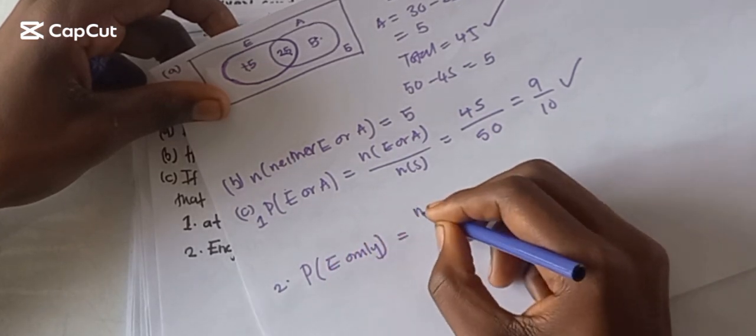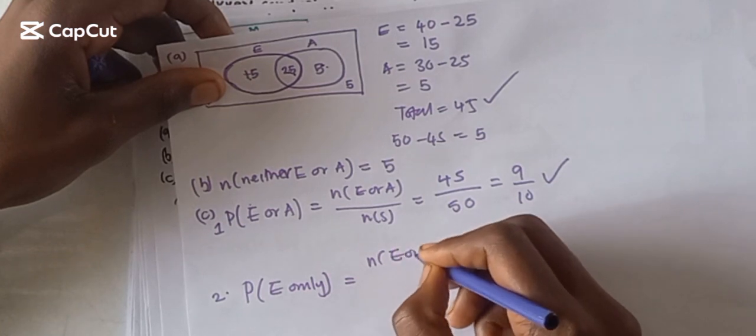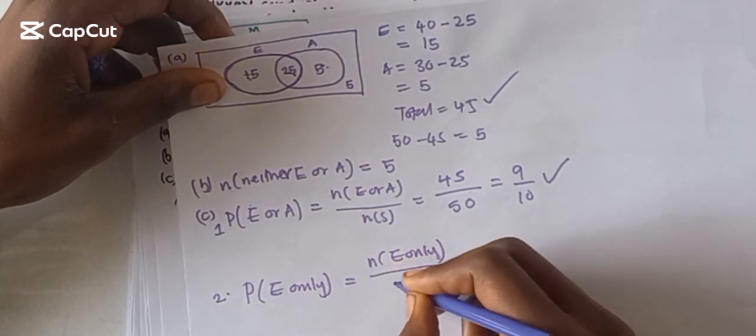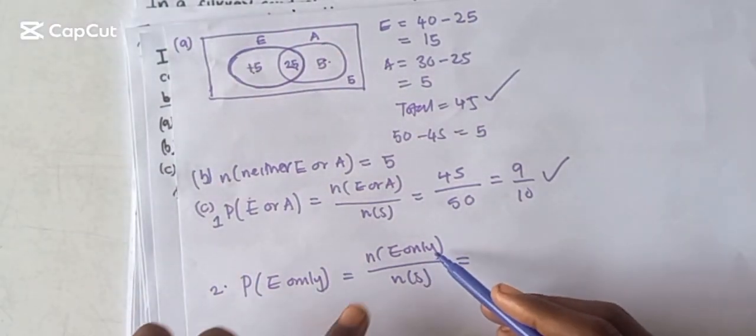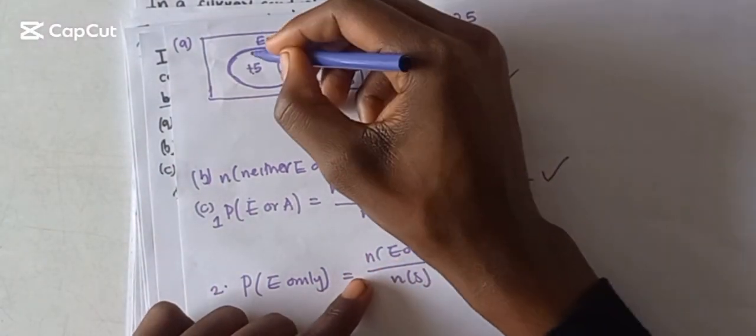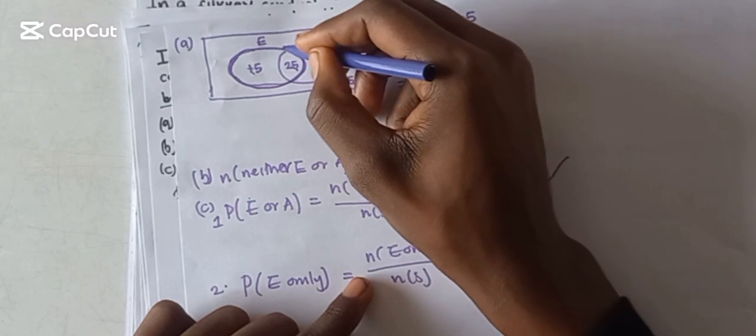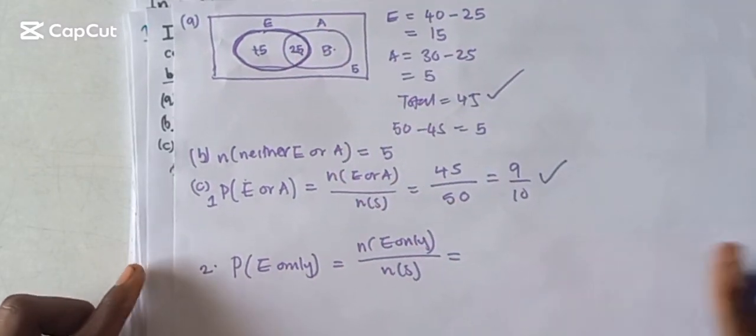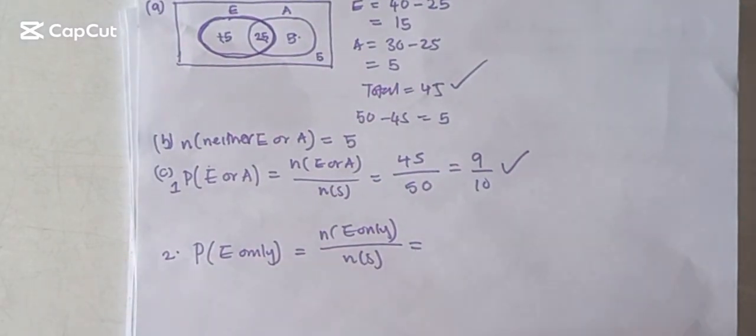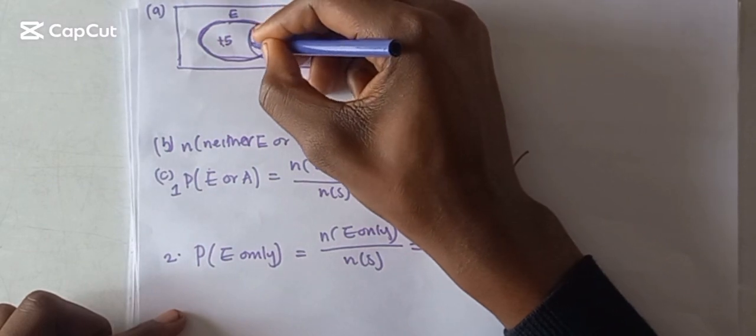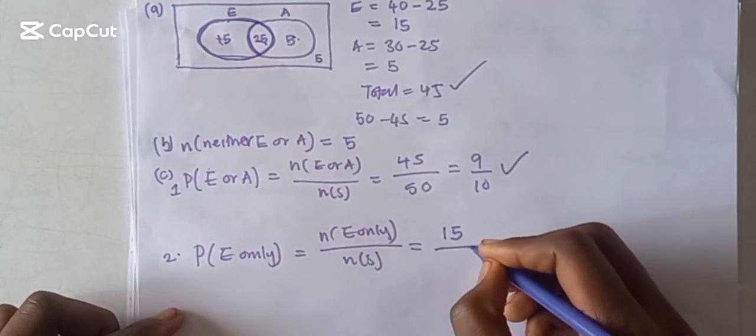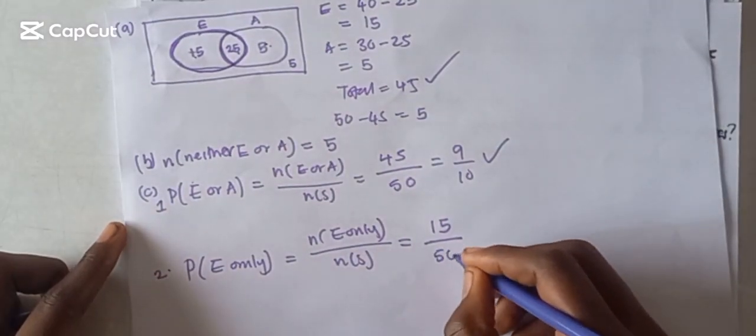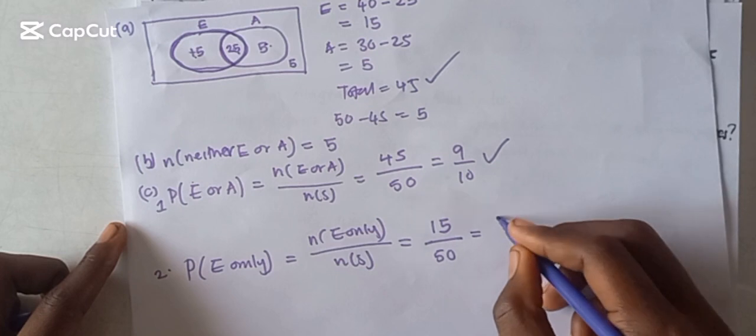To find this, it is the total number of E only divided by the total number of the sample space. Someone can make a mistake here of writing the total number of E only and including all the stuff that is inside here. No, when you are looking for English only, it does not include this 25. So here it is 15 out of what? The total sample space is 50 people in total. And this is going to give you 3 out of 10.